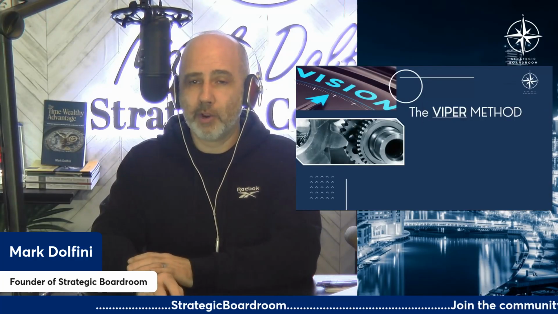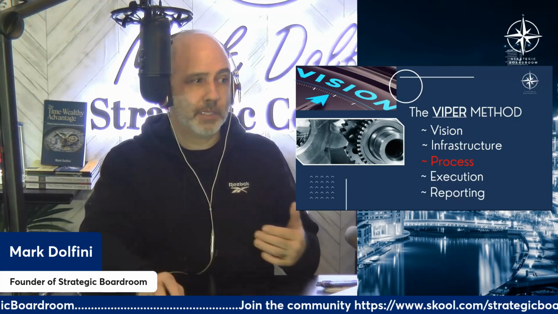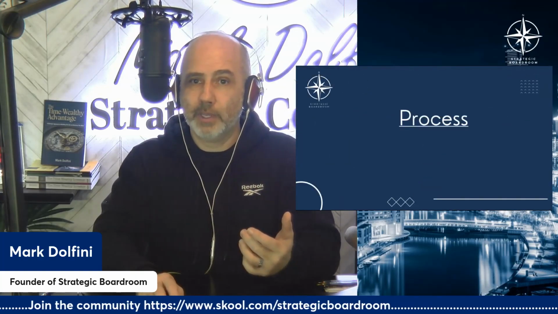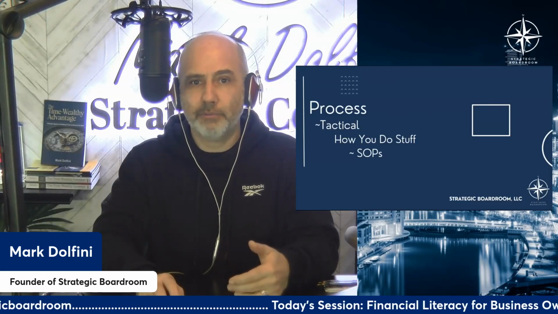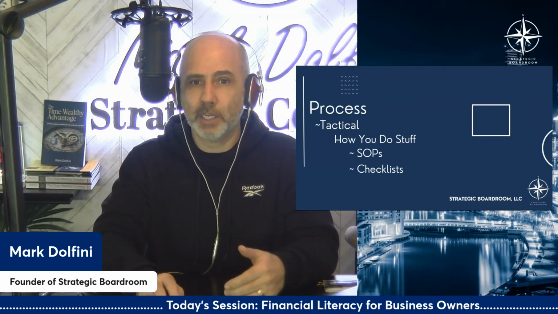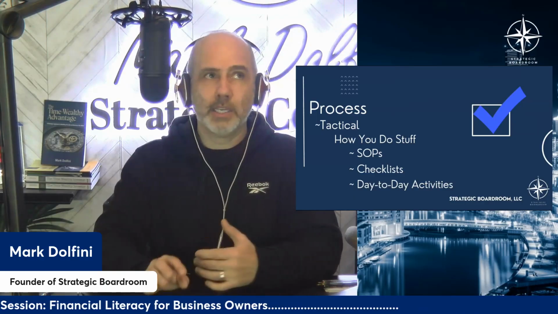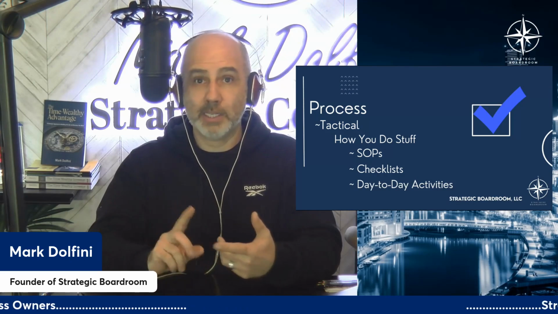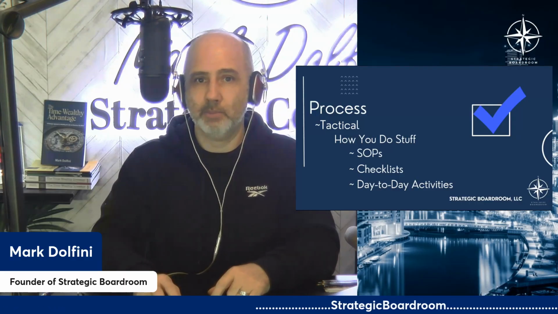So when you look at the Viper framework, you've got vision, you've got infrastructure, next is process. Process is simply how you do stuff. And it's how you do stuff from both a tactical perspective and from a strategic perspective. Tactical process is things like your standard operating procedures, your checklist items, your day-to-day activities. It's like your opening procedures, your closing procedures, how you prepare bank deposits, how you answer the phone, things like that. Very, very boring stuff that no one ever wants to take the time to document.